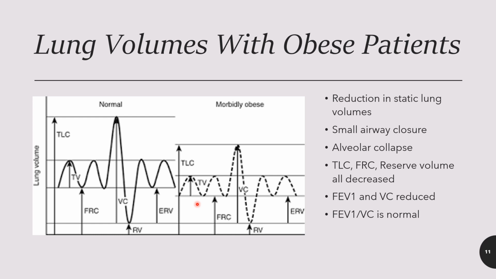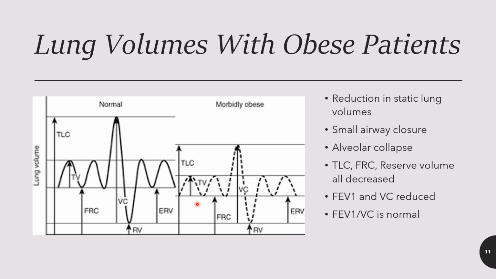This is caused by airway closure, and airway closure is caused by alveolar collapse and air trapping. Typically, your total lung capacity, your FRC, your reserve volume are all decreased. Your FEV1 and your vital capacity are also reduced, but your FEV1 to vital capacity ratio is normal.